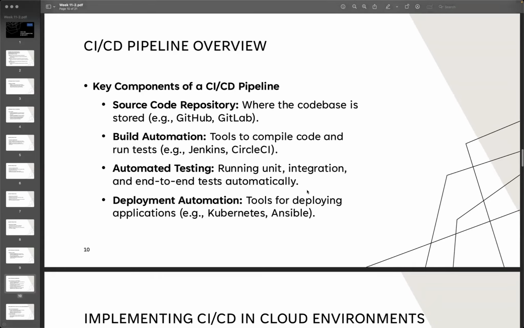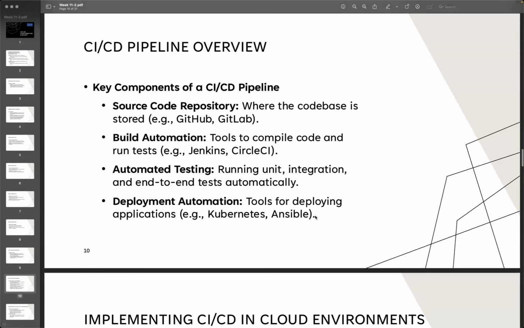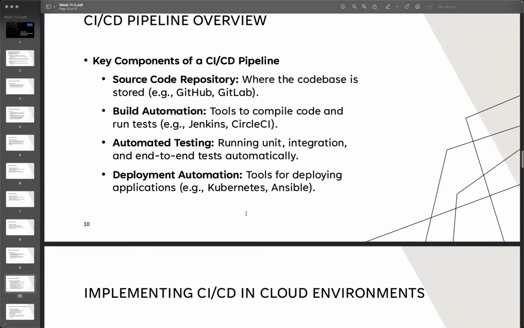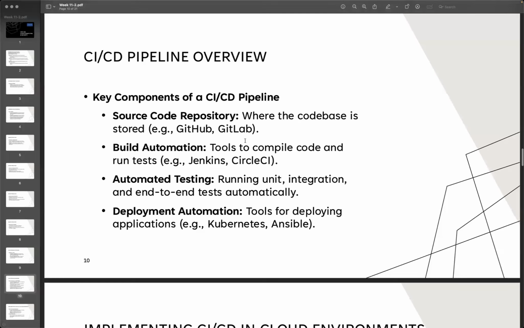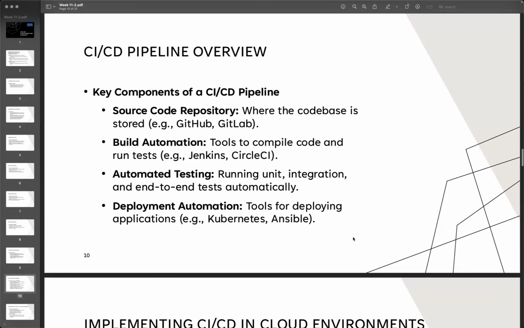And then the deployment automation. We can have tools to deploy the application, like Kubernetes, which we talked about before, integrating all the different nodes. Okay. So here are all the important components in the CI/CD pipeline. That means they're all included.